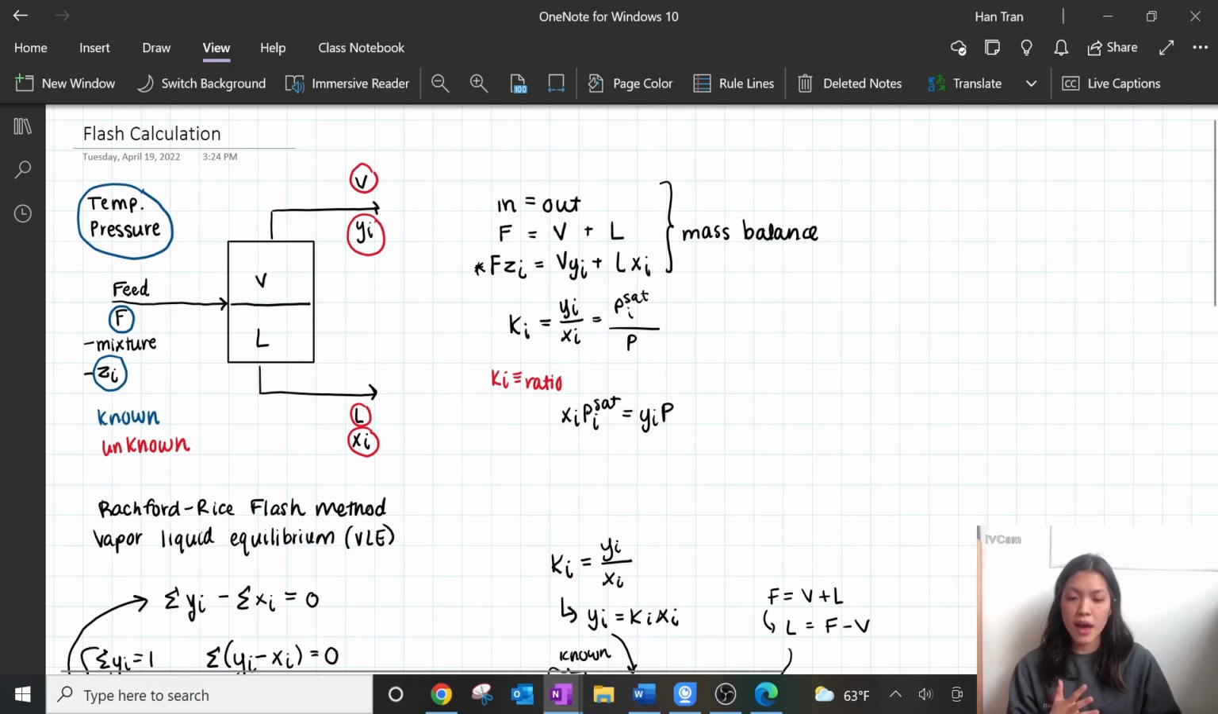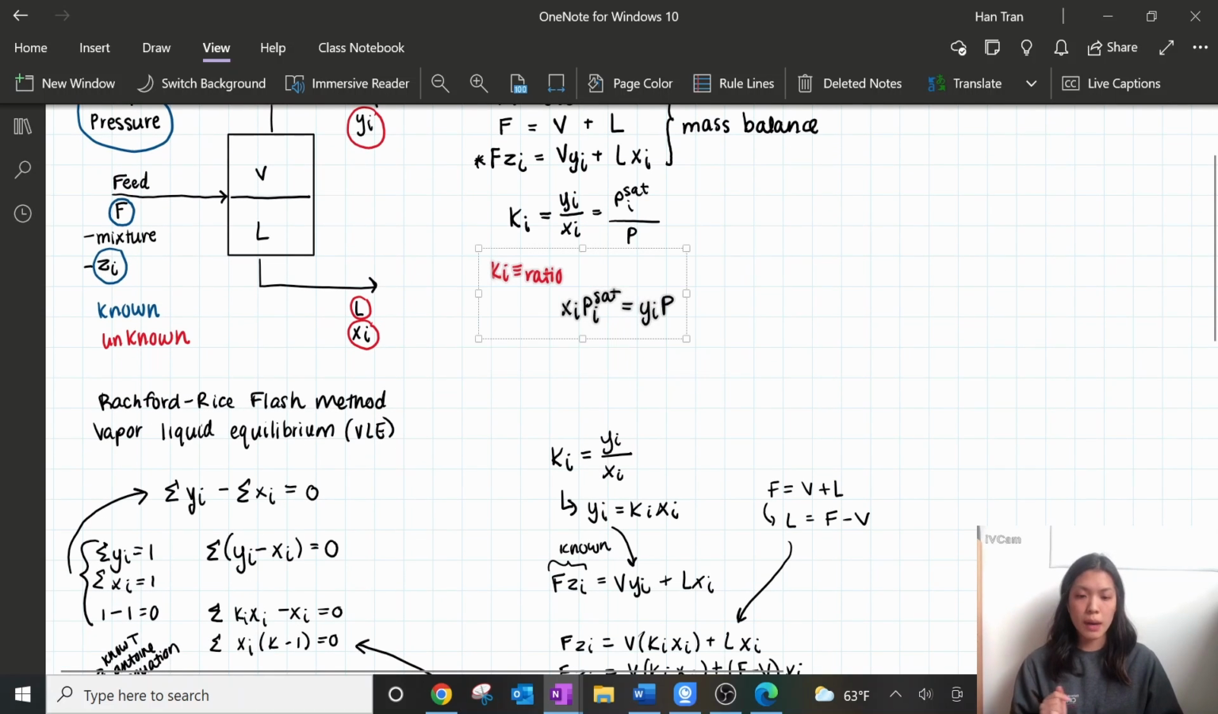Here we have a flash drum, and going into the flash drum is a feed, and coming out of the flash drum is vapor and liquid, each of those having a mole fraction. The vapor has a vapor mole fraction and the liquid has a liquid mole fraction. Additionally, the feed has a feed mole fraction as well. We established some mass balance equations: the feed going in is going to equal the vapor plus the liquid that's coming out.